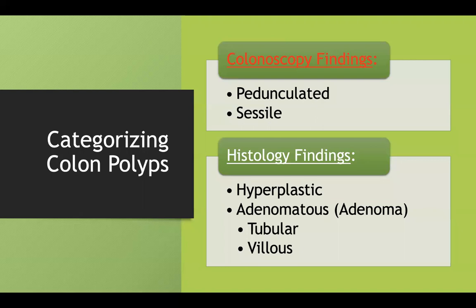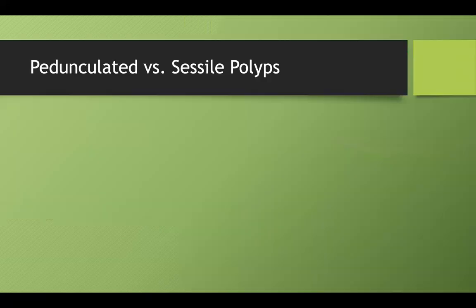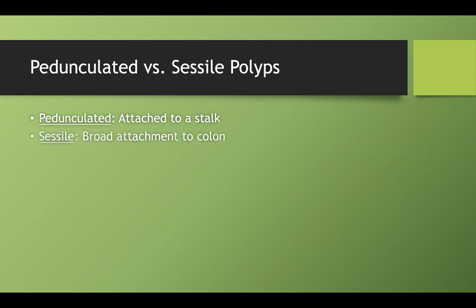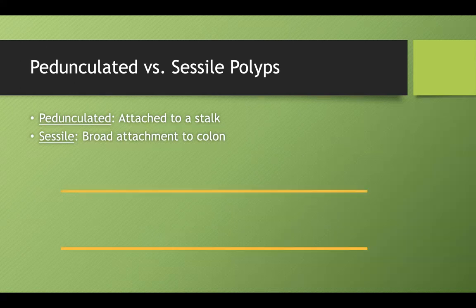So if we start with the colonoscopy findings, let's talk about what a pedunculated polyp looks like versus a sessile polyp. So a pedunculated polyp is just a polyp that has attached to a stalk. So you can see the stalk on colonoscopy. Whereas a sessile polyp has more of a broad attachment to the colon where you don't get that fine stalk that attaches the polyp into the lumen.